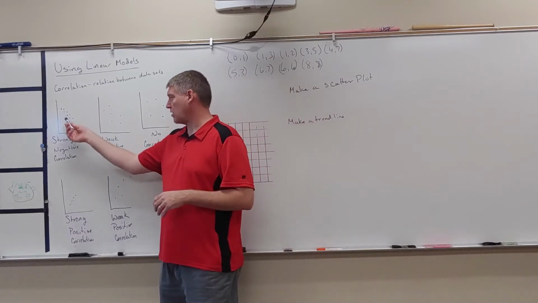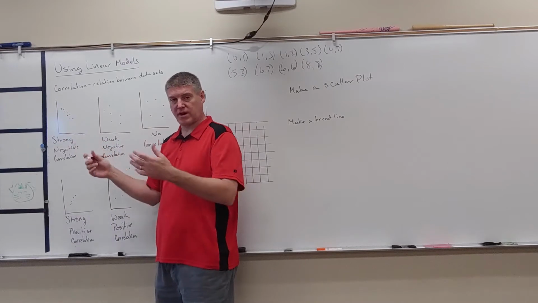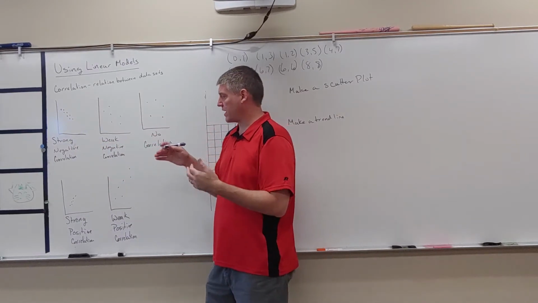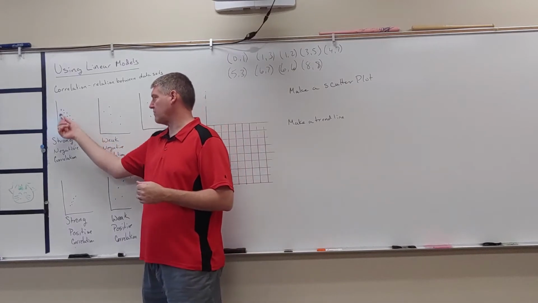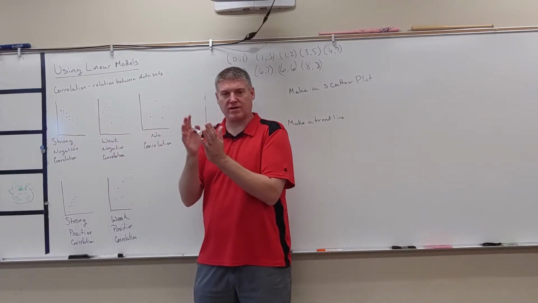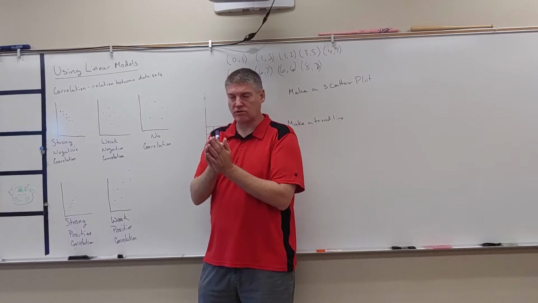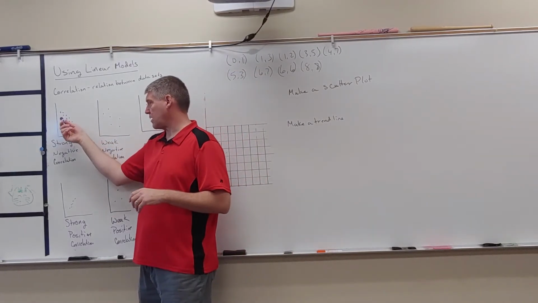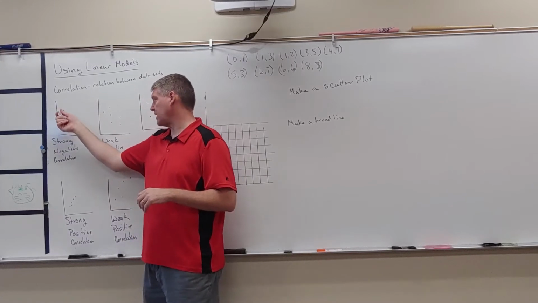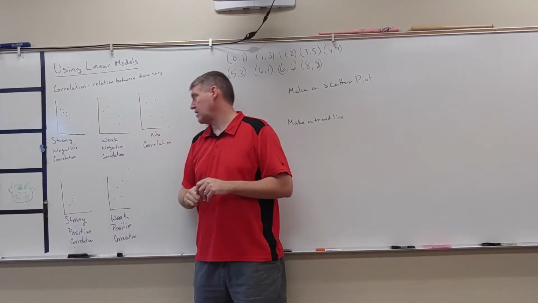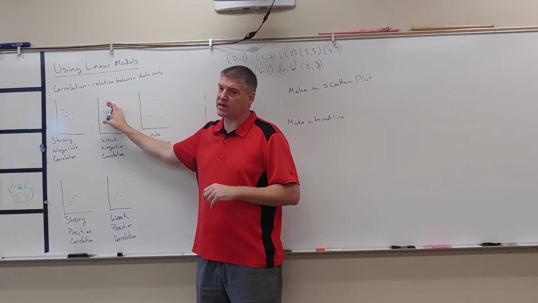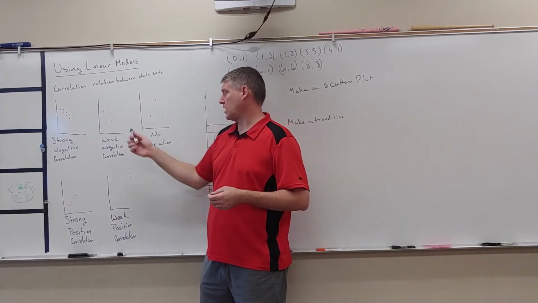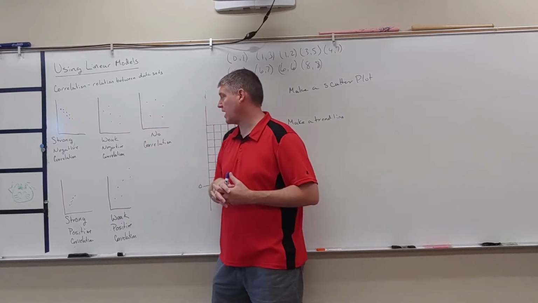So we have what we call a strong negative correlation. Negative just means that the values from left to right are going down. So this would be a strong negative correlation. It means that the data values are kind of close together. They have this negative slope idea. We have a weak negative correlation. They're still going down, but they're not quite as compact or compressed together.